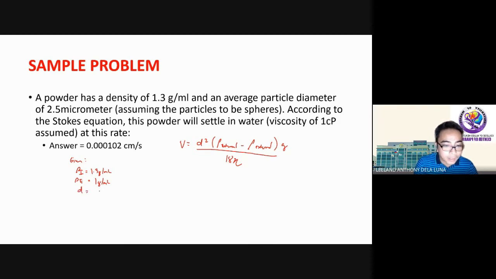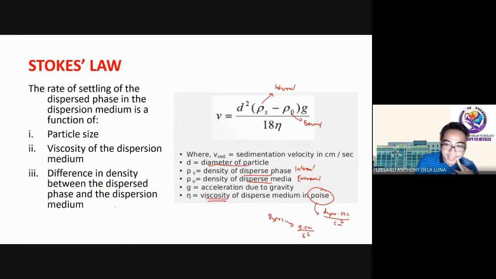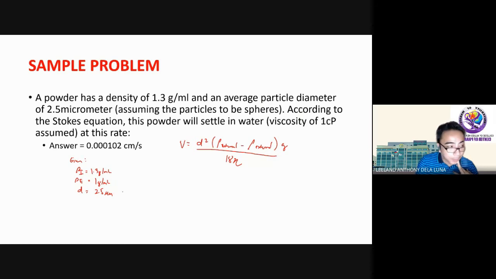Then, ano naman yung diameter niya? Ang diameter daw is 2.5 micrometers. Now, class, looking at the formula here, lahat ng units natin is in CGS, in centimeters. So obviously, class, I need to convert 2.5 micrometers to centimeters. Hindi ko na ipapakita kung paano, ha? Pero that should be 0.00025 centimeters. Okay? So yun yung diameter niya.